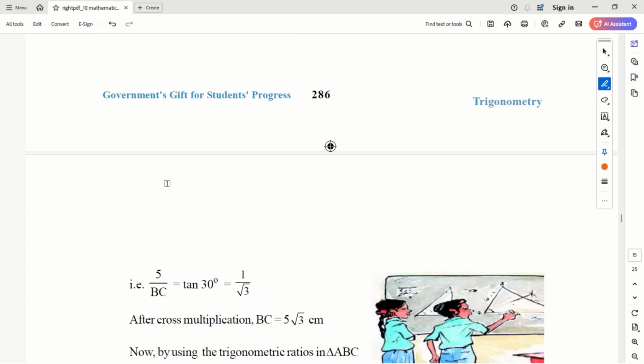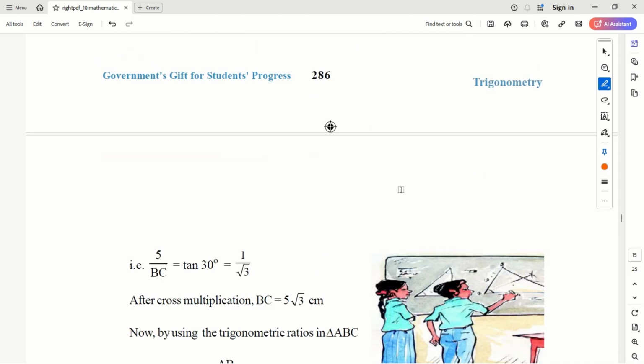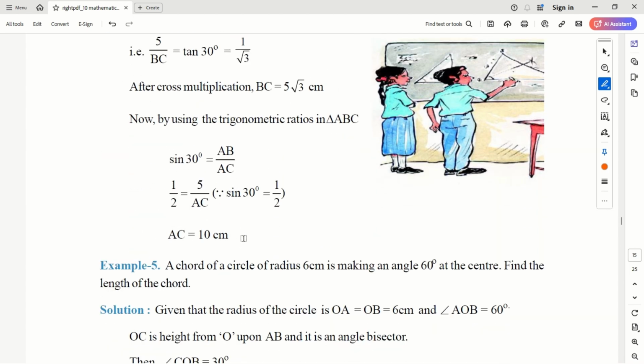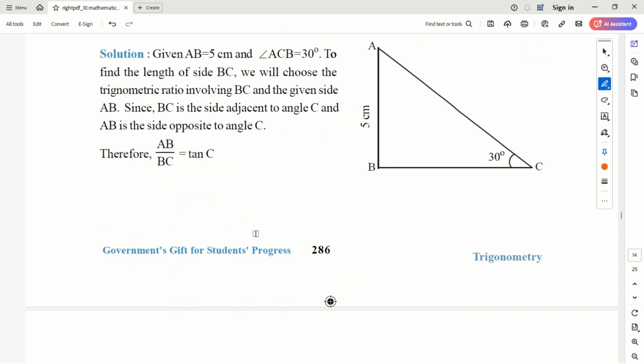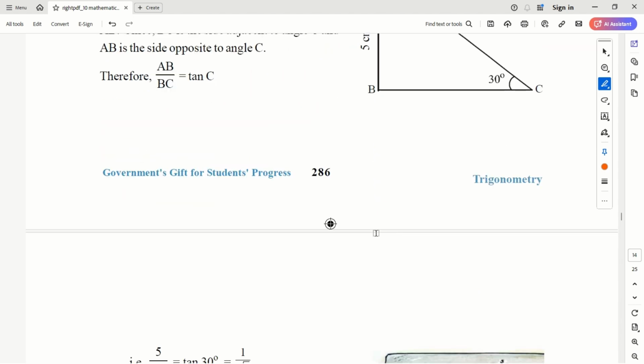To find out the BC value, either you use cos, because you already know this is 10, or you can use tan 30, okay? Any of that you can use and you will get the values of the other two sides. So you just need one angle and one side, that's enough. You can find the rest of all sides and angles also, of course, because it's a right angle triangle. We know that this is 60 here.